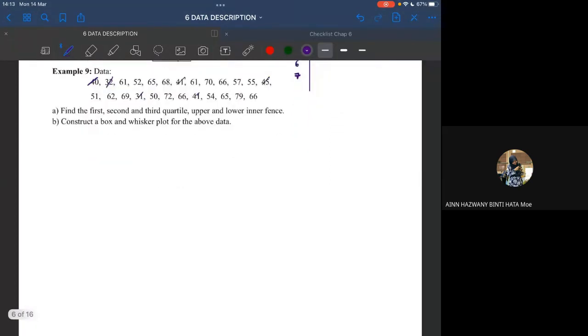So saya tak nak buat yang tu semua. Tolong sebutkan data kamu. 31. 32, 40, 41, 41, Lagi. 45, Lagi. 50, 51, Lagi. 52, 54, 55, 61, 61.